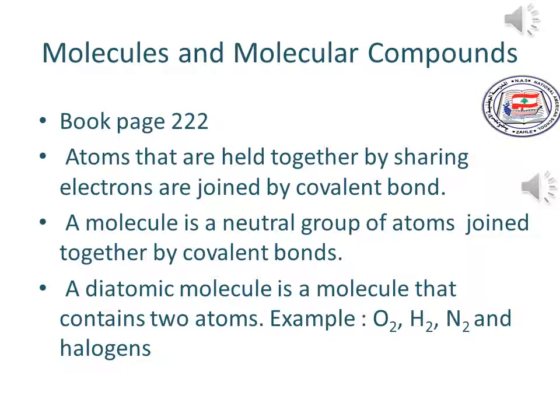Also, a molecule is a neutral group of atoms joined together by covalent bonds. Example, oxygen gas consists of oxygen molecules. Each oxygen molecule consists of two covalently bonded oxygen atoms. So, a diatomic molecule such as the oxygen molecule is a molecule that contains two atoms. Example, O2, H2, N2, and the halogens.